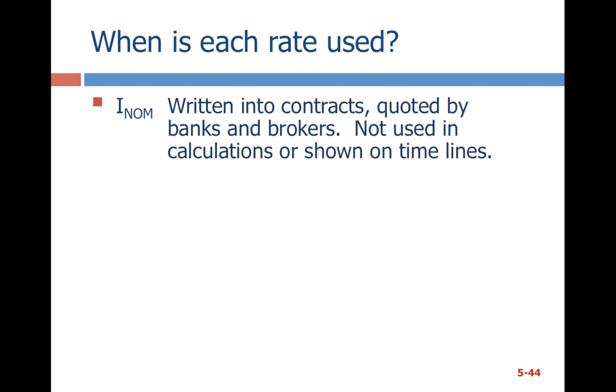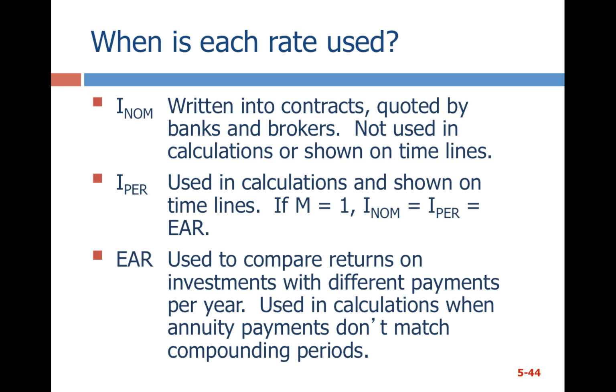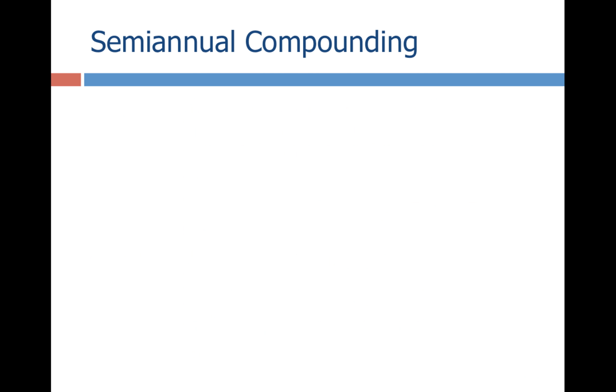When is each rate used? The nominal rate is typically written in the contracts quoted by banks and brokers and is not used in calculations or shown on timelines. The periodic rate is used in calculations and shown on timelines. If M equals 1, the nominal rate is going to be equal to the periodic rate, and that's actually going to be equal to the EAR. The EAR is used to compare returns on different investments with different payments per year. It's used in calculations when the annuity payments don't match the compounding periods.